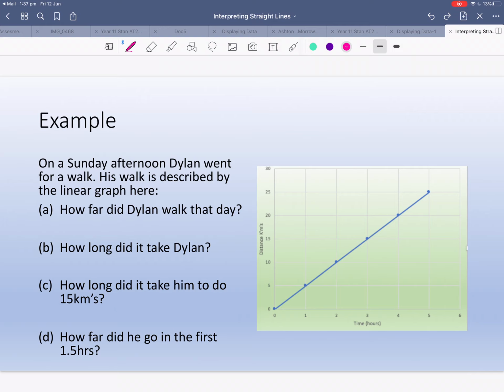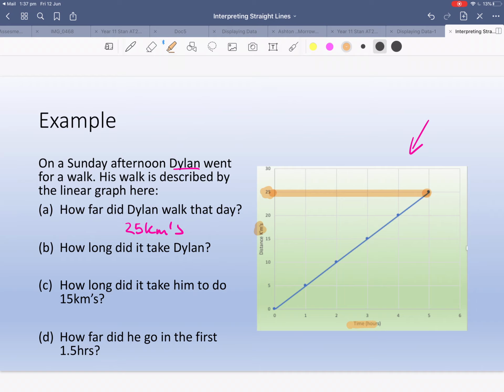So it says, on a Sunday afternoon, Dylan went for a walk. His walk was described by this linear graph. This is the linear graph. How far did Dylan walk on that day? Well, if we look at this, I'm going to use a highlighter. That's where he finished walking. So this distance is how far he walked. And it looked like he walked 25 kilometers because remember this is in kilometers. So it'll be 25 kilometers.